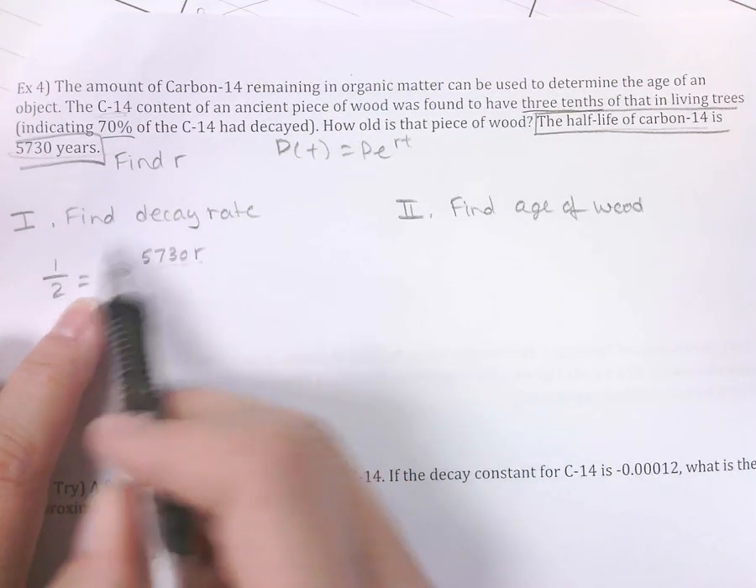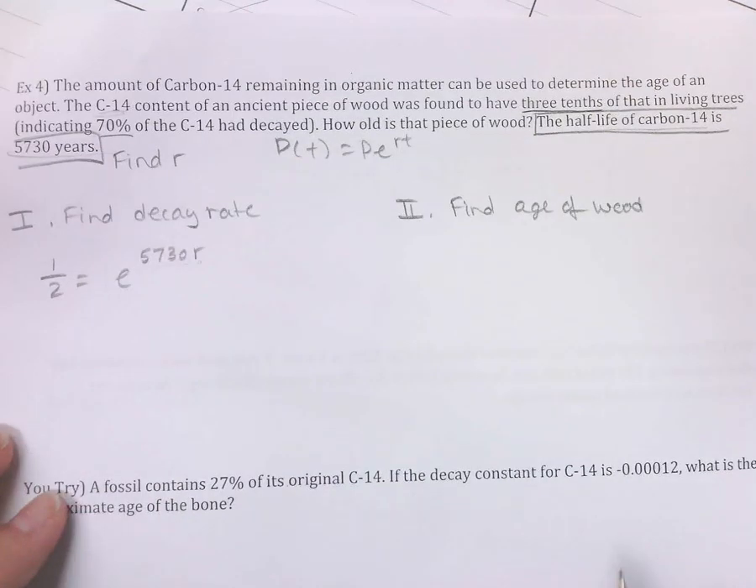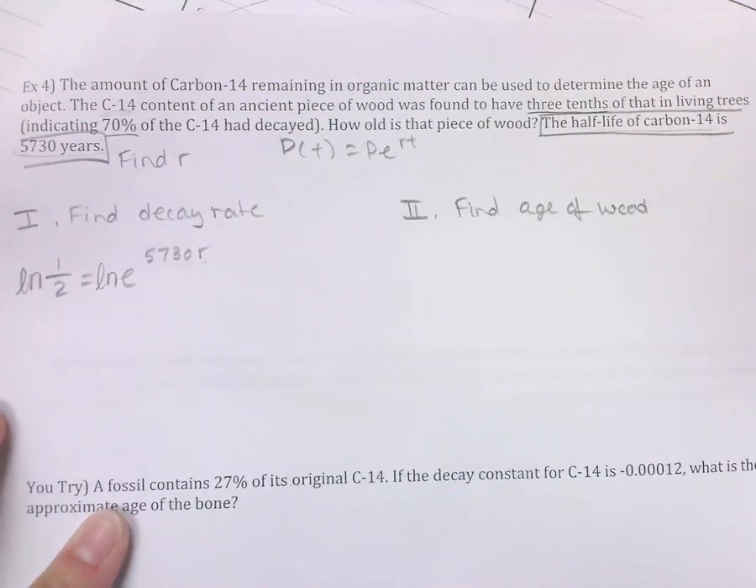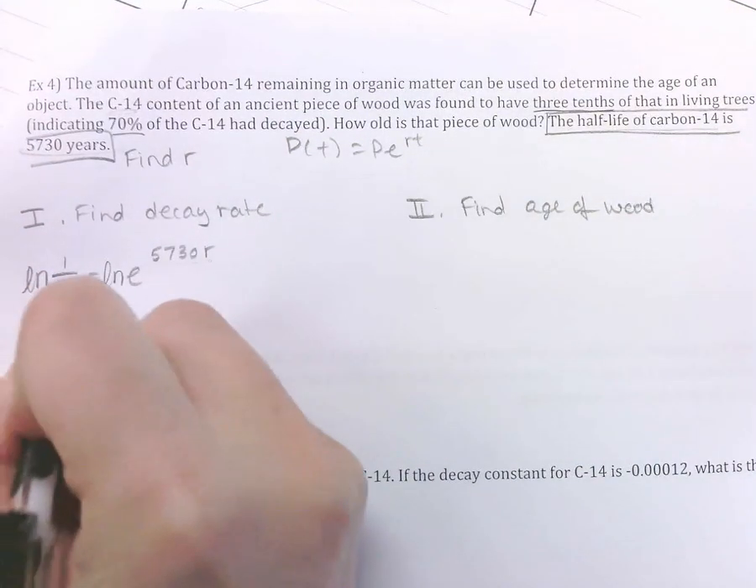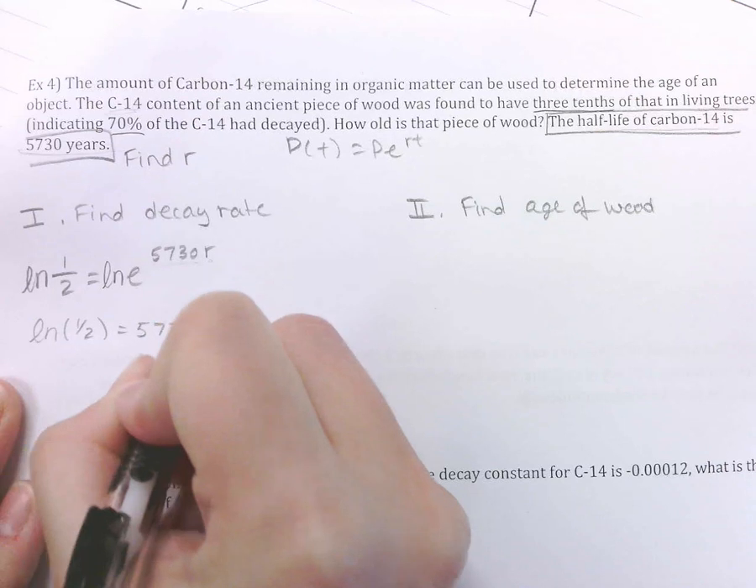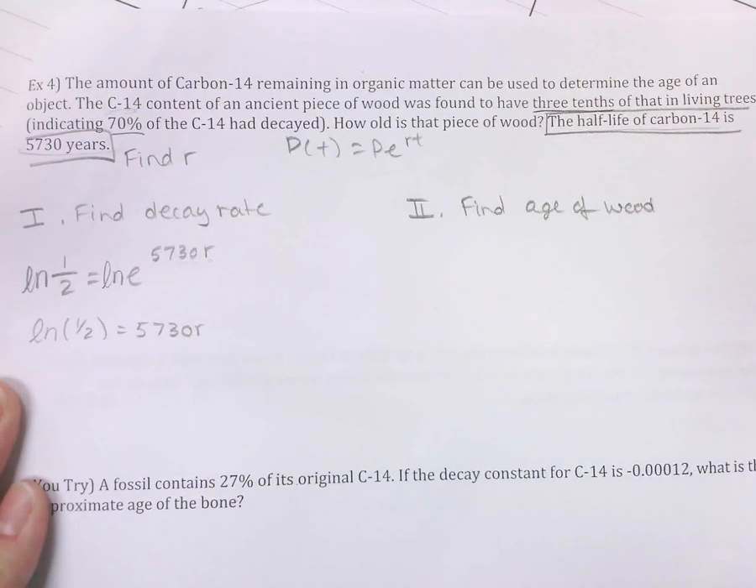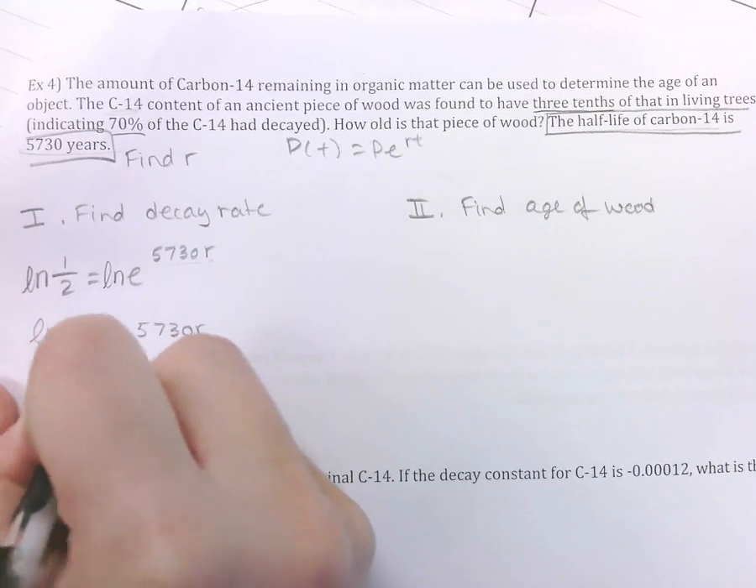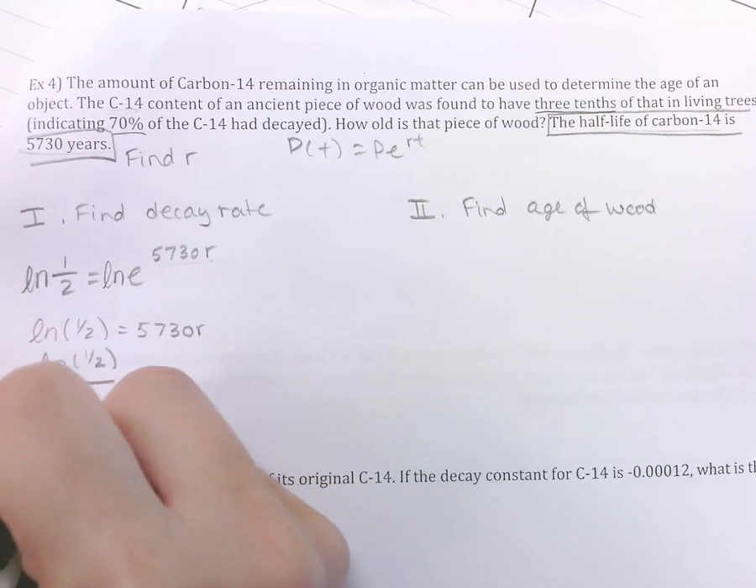So how do we get rid of e? ln. So we're going to find the natural log of both sides. And we get the natural log of 1/2 equals 5,730 times R. Then we can divide to get R.